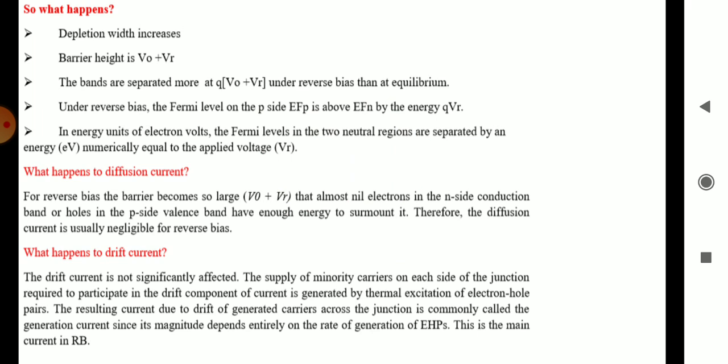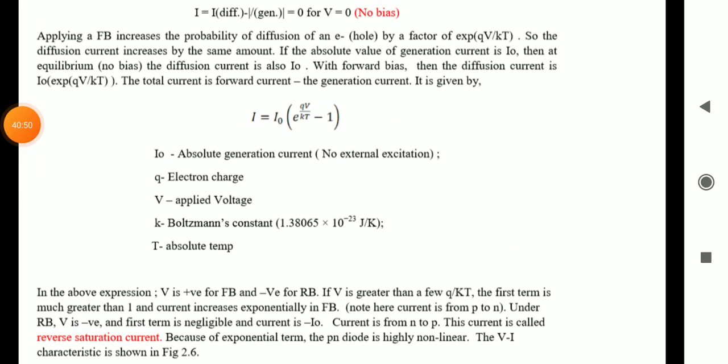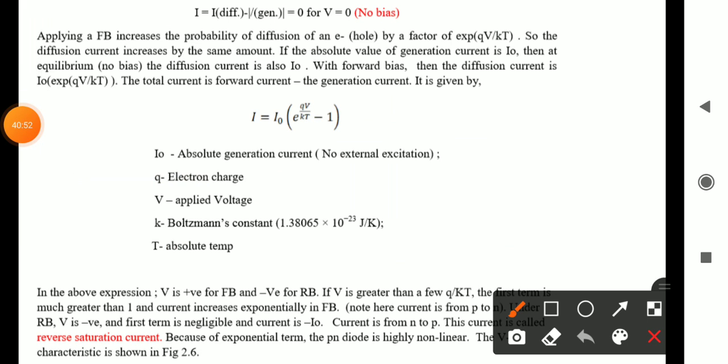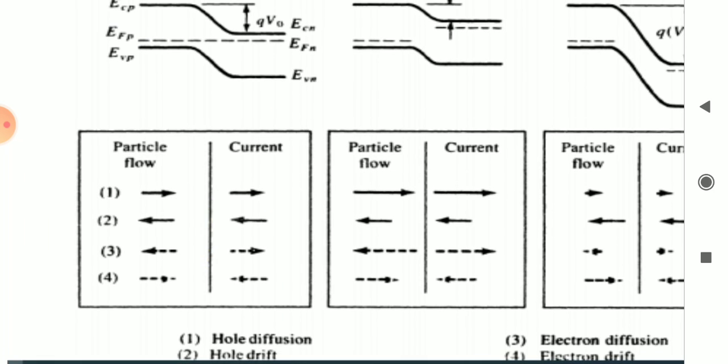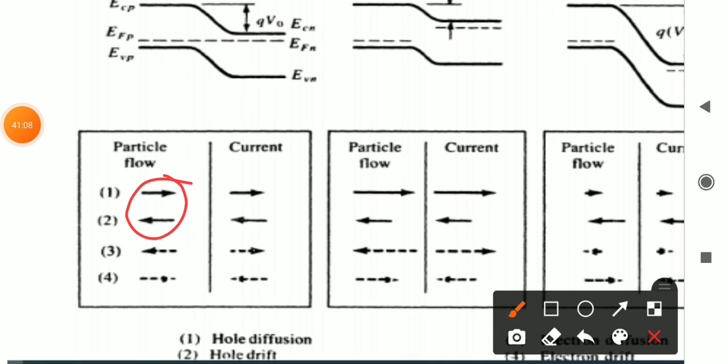So this generation current, which is the same as the drift current, equals the electron-hole pair generation. This drift current mainly plays a role in reverse bias condition. Now at equilibrium, if you refer to the current direction in the previous figure, the drift current as well as the diffusion current, the magnitude is exactly the same.